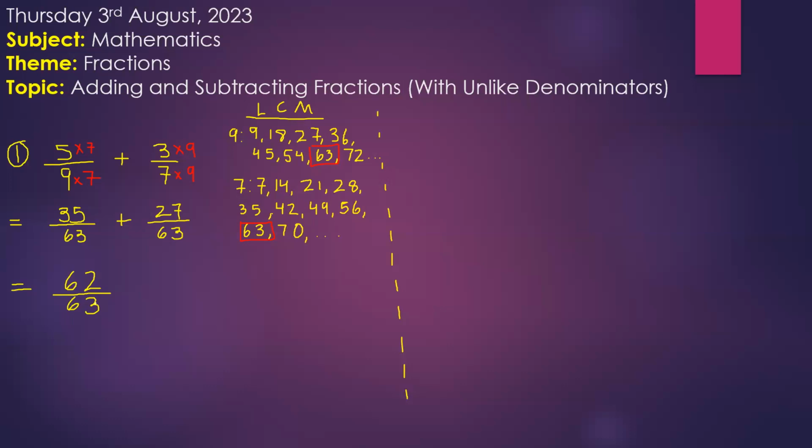No, sir. No, not in this case, because it's already a proper fraction, so we don't have to simplify that. Let's move on to question number 2. How come it is a proper fraction? Because the top number is lower than the bottom number.